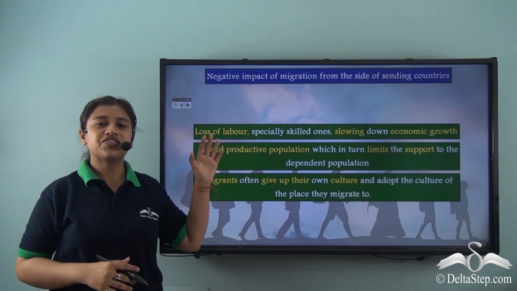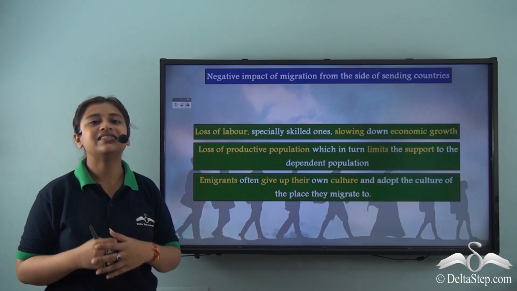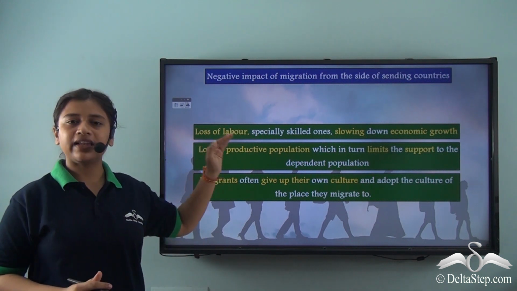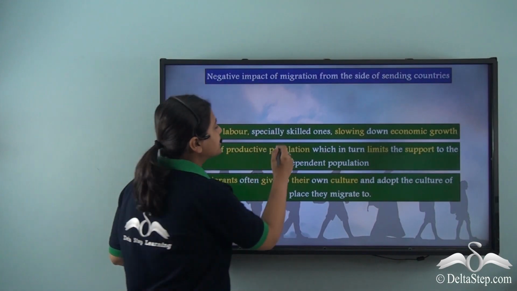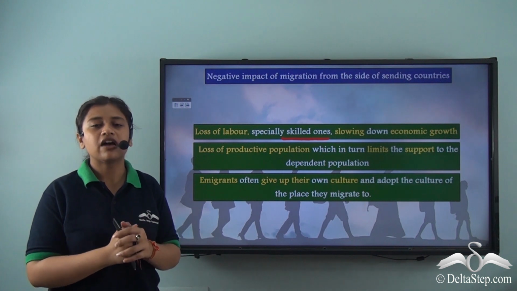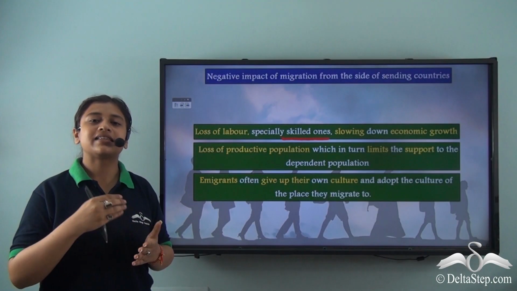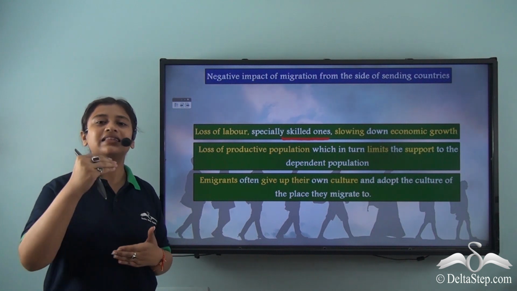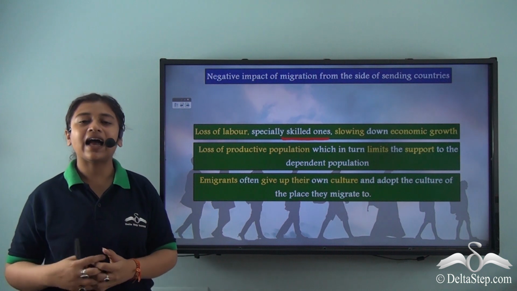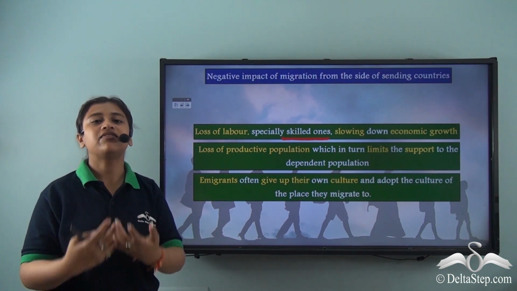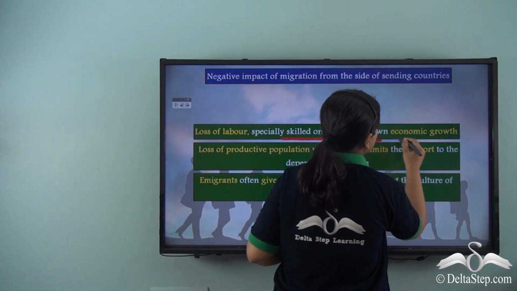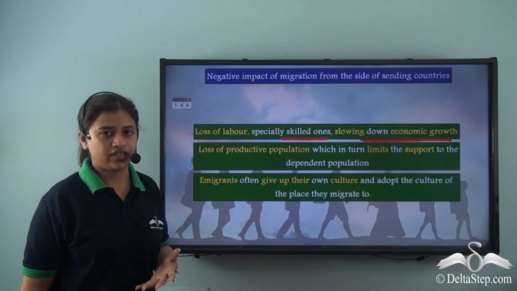So now let us recap, or let us restate, all the negative impacts of migration in the sending countries. So there is loss of labor, as we saw, especially the skilled ones. The loss of skilled laborers is a huge loss for any country. And more than that, the time and resources spent on these professionals also go to waste, as they do not give back what they have taken from the country, right? So the loss of labor, especially skilled ones, slows down the economic growth of the country, right?